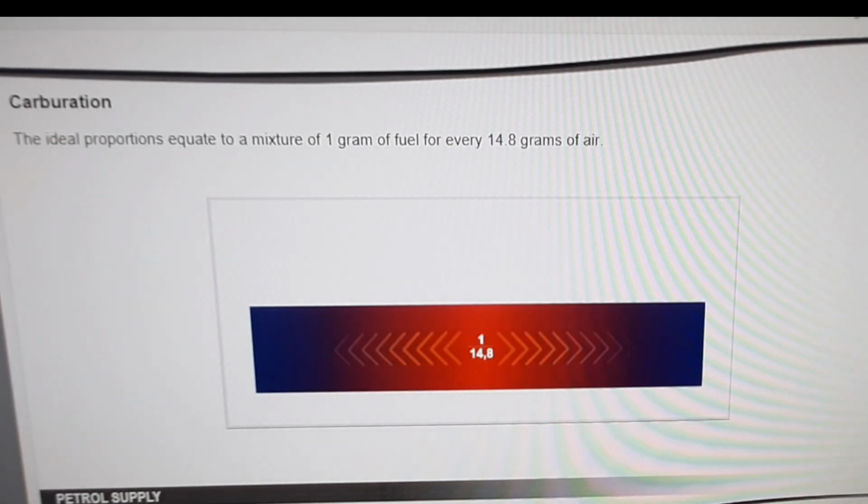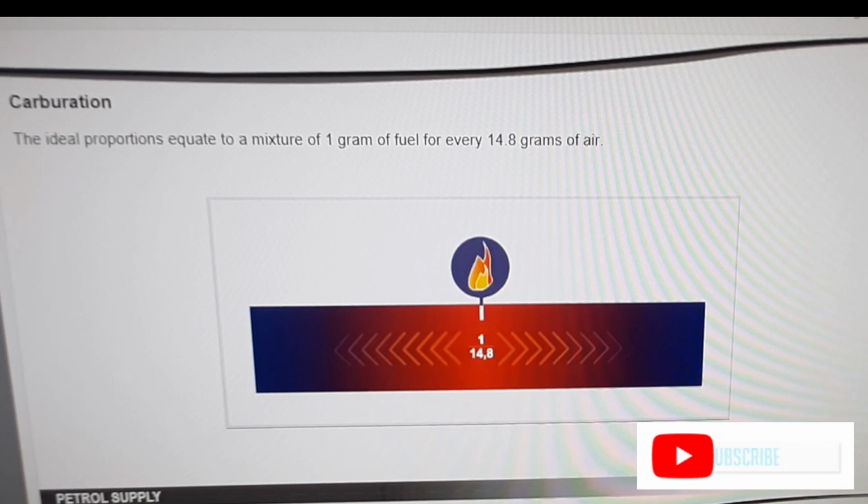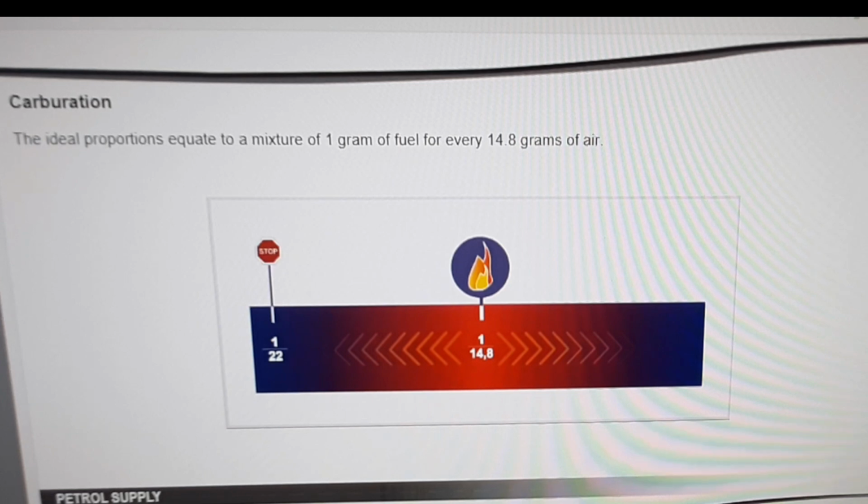The ideal proportions equate to a mixture of 1 gram of fuel for every 14.8 grams of air. Under these conditions, all of the petrol and the air is used for combustion. Conversely, too great an excess of air will not support combustion. Combustion is also impossible with an excess of petrol.